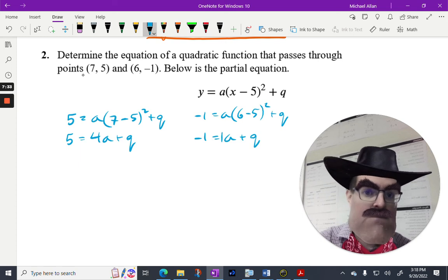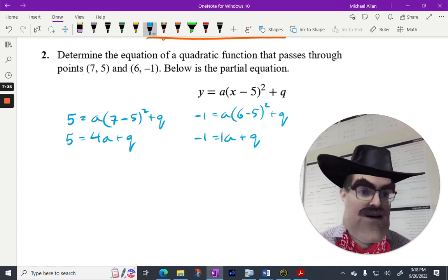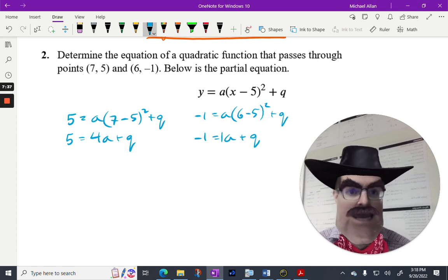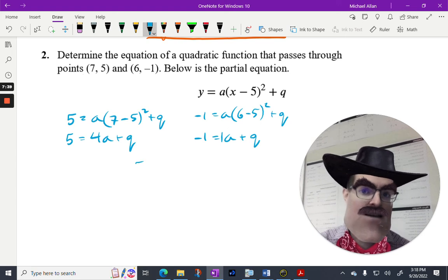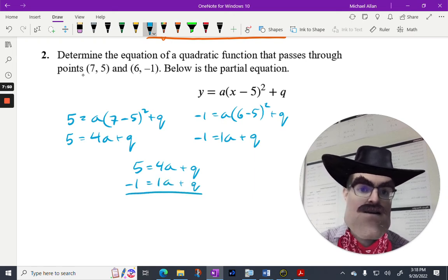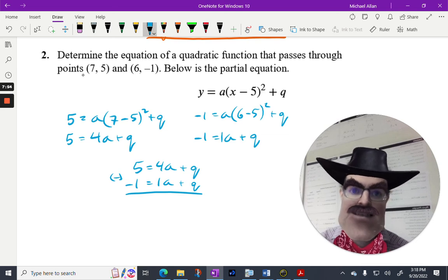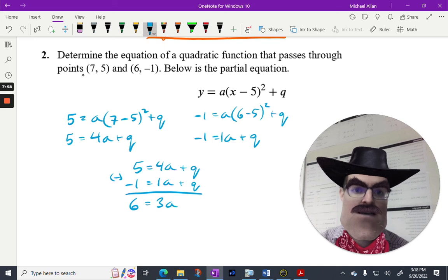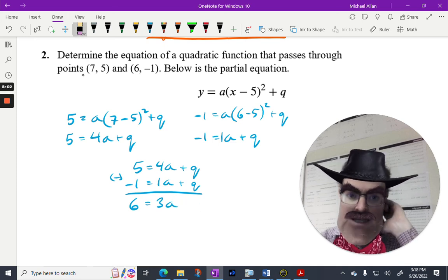Because the 4 is the bigger number, like of the a's, I'm going to put that one on the top. So I'll go 5 is equal to 4a plus q, and then underneath it, 1a plus q with a negative 1 in there. Subtract my 2 rows. Well, I get a minus and a negative, so this technically is adding. So it turns to a 6, a 3a, and the q is gone.